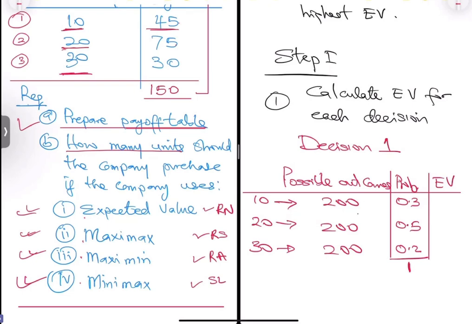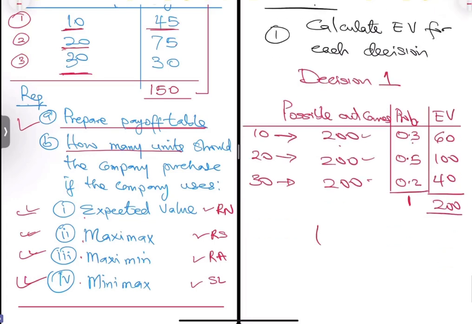So expected value is outcome multiplied by probability. This will be 60, this will be 100, and this will be 40. The total is 200, which you expect because for each outcome the profit is 200. So you already know that expected value for decision 1 is 200. What about decision 2 now?